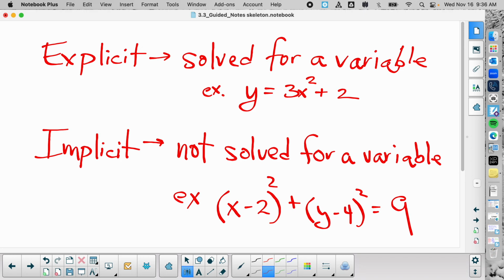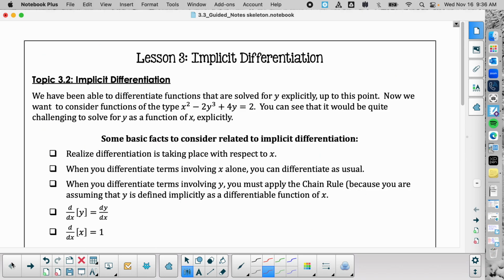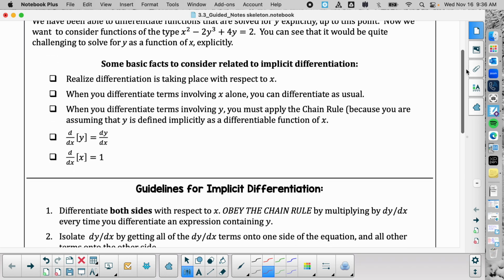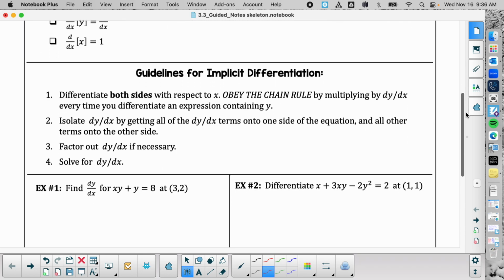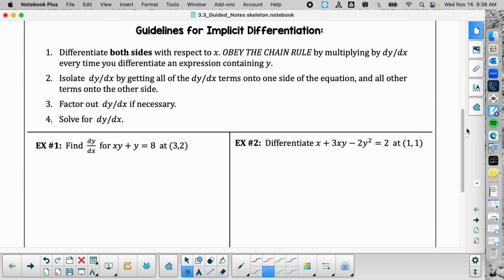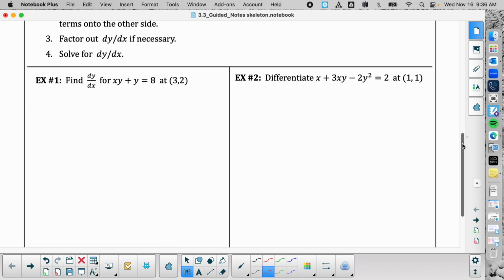That's basically what today is. Now, the notation, it's not great. It's a lot of dy dx's. So let's look at the first one. It says find dy dx. They don't traditionally write y prime for implicit notation, but if you want to write y prime, go for it. Okay? So find dy dx for xy plus y equals 8.